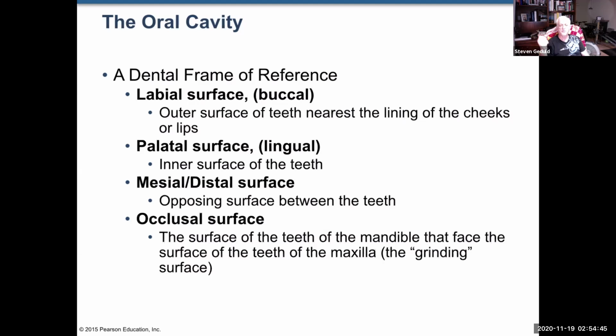An occlusal surface is the part that chews, the grinding part. That's the part that meets the opposing surface and masticates your food. So you've got buccal, lingual, mesial, distal, and occlusal. You've got five surfaces. Because the sixth surface is where? The sixth surface is under the gum and in the bone. So you've got five surfaces exposed, four around the edge and then the top. That's your buccal, lingual, mesial, distal, and occlusal.